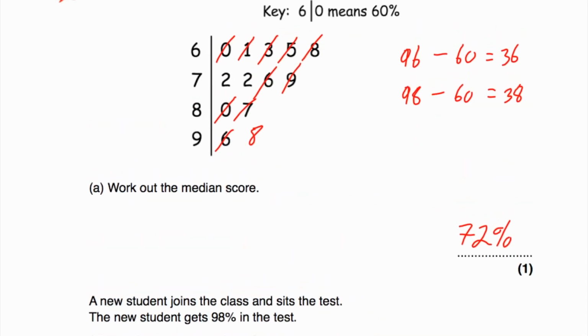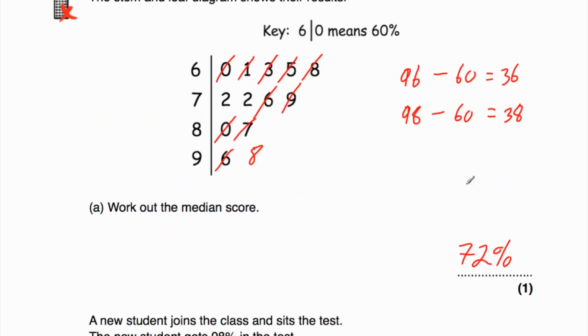And the next part says, what effect will it have on the median? If we go up and see what the median was, well, the median was 72. Now I'm going to get my rubber and rub out all the pencil marks that I put on my diagram. And we're going to find the median again, and see how that changes from 72, or if it changes, whether it goes up, down, or stays the same.